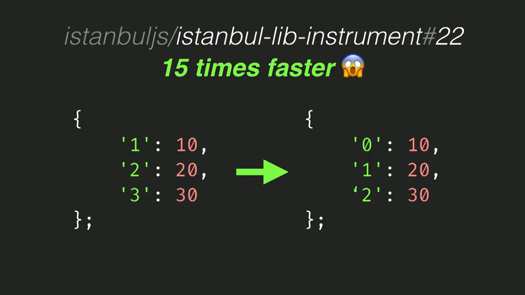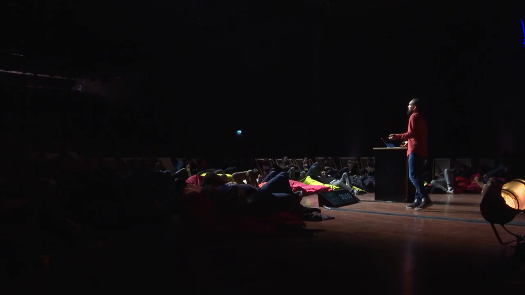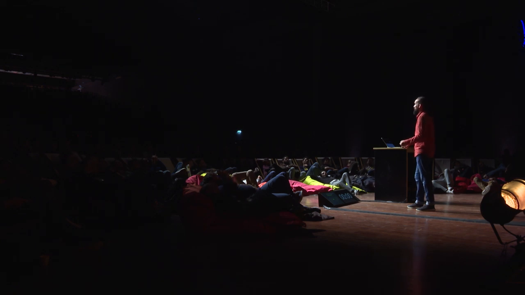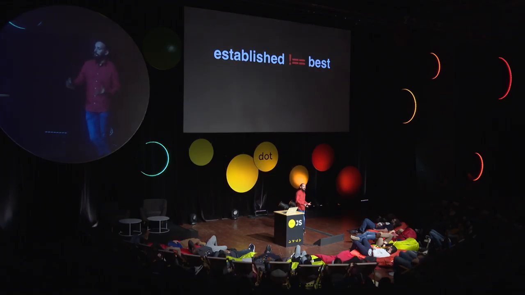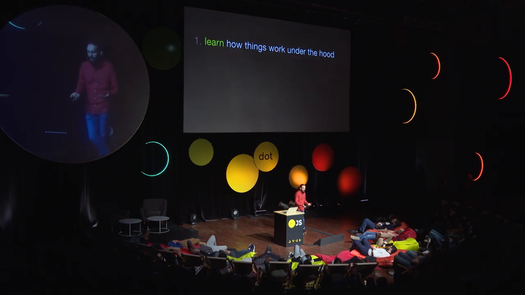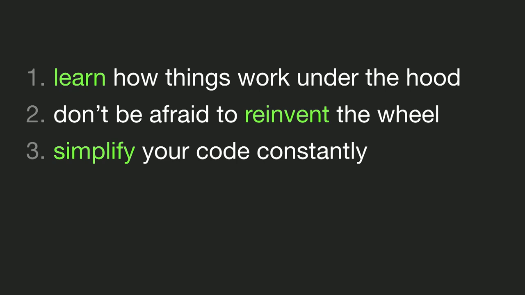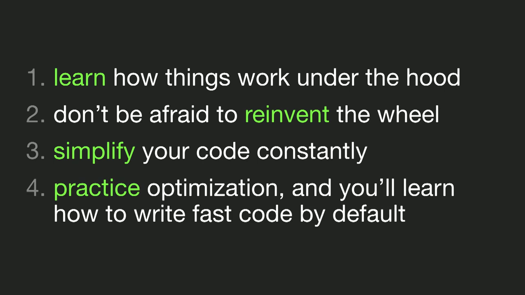And this was mind-blowing to me, because this is a project that was used by the community for years, and no one had an idea that it could be made 15 times faster by just changing one line of code. So the point is that people take established code for granted, but there are lots of opportunities for optimization, and you can always find some room for improvement. So I encourage you to learn how things work under the hood. Don't be afraid to reinvent the wheel. Simplify your code constantly, because it's easier to optimize. And practice optimization, and you'll learn how to write fast code by default. OK, thank you.